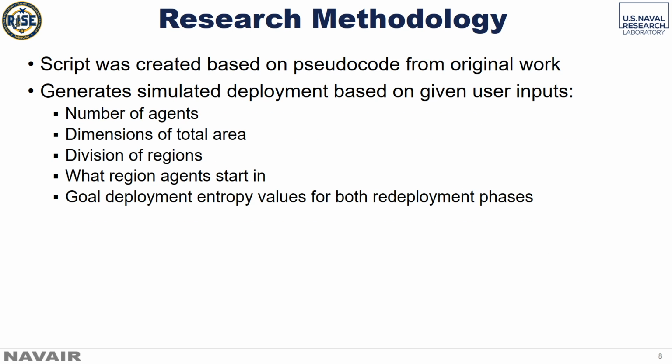Based on pseudocode from the original research, we created a script that generates a simulated deployment based on given user inputs. The user inputs the number of agents, the dimensions of the total area of interest, how the regions and subregions are divided, what region the agents start in, and goal deployment entropy values for both redeployment phases, the global redeployment phase and the local redeployment phase.